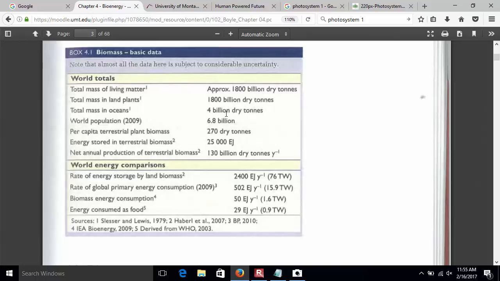Per capita terrestrial presence. So what this means is that they just divide those two numbers by each other and say, okay, here's your, here, Brad, here's your 270 dry tons. Rob, here's yours. Tyler, here's yours. It might seem like a lot. It's not that much. 270 dry tons.